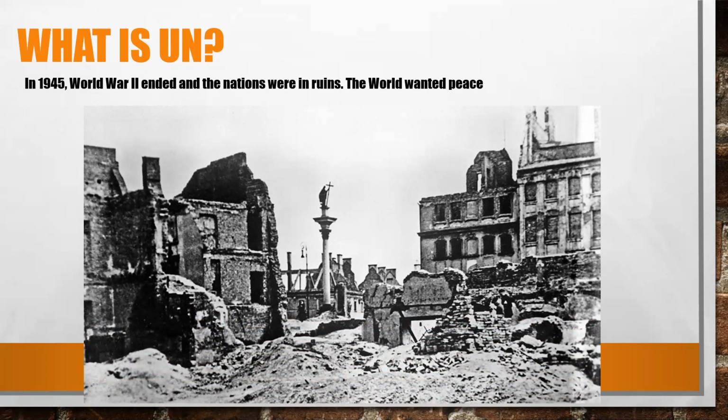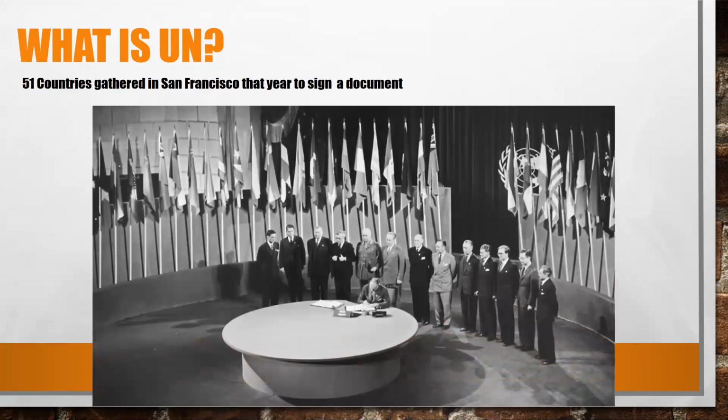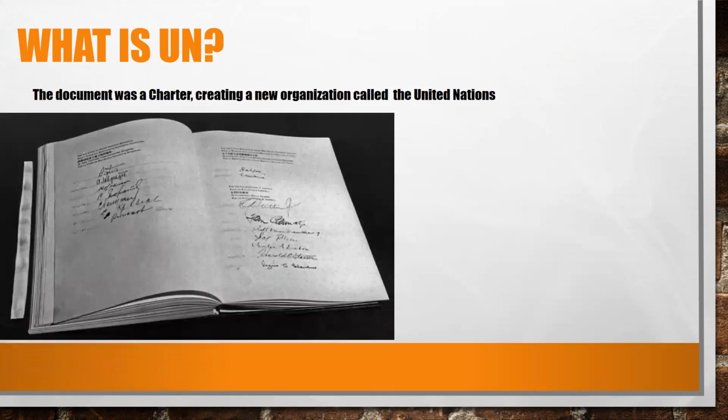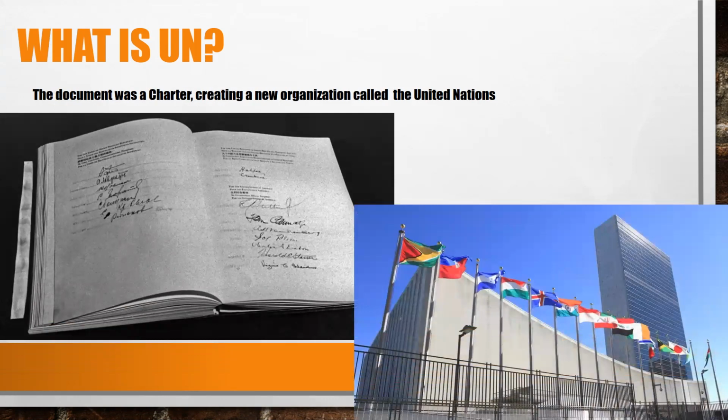The world had enough of wars and they badly wanted peace. As a result, 51 countries gathered together in San Francisco that year to sign a document that we call a charter, which basically explains how countries will now work together and not fight again. Now that the charter is signed, we need some sort of organization, a club, you may say, to make sure this charter is properly working. And that was the birth of the United Nations, UN for short.